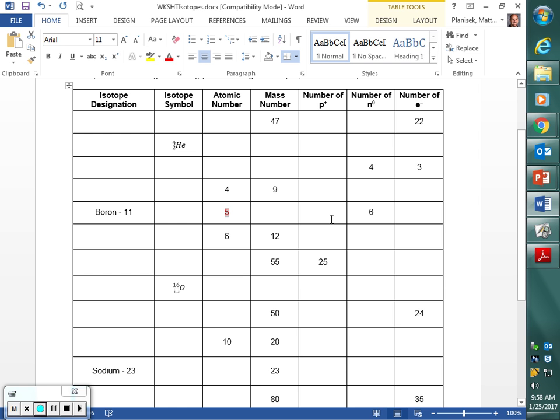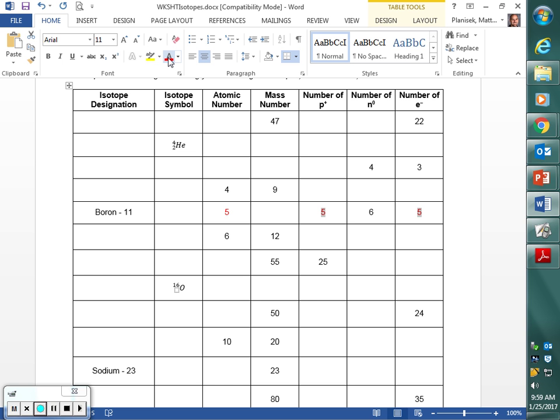Okay. But if we know the atomic number, what else do we know? The number of protons, but also the number of electrons. So this column here is 5, but then this has to be 5, and this has to be 5 as well. Why did the number of protons and the number of electrons have to be the same? So the charge is neutral. Okay? All right.